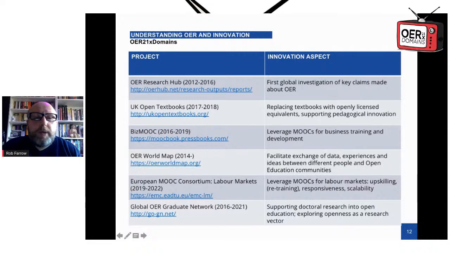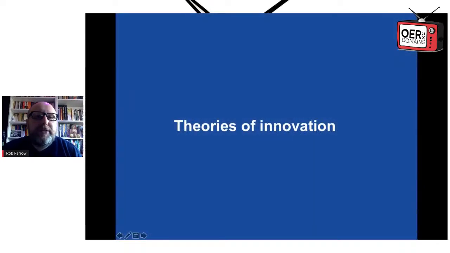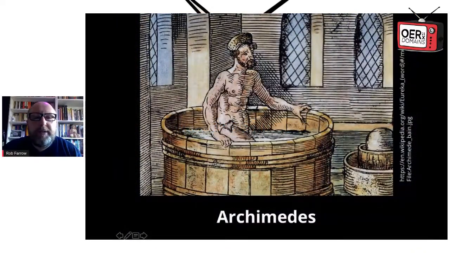With the Global OER Graduate Network, GOGN, we're quite interested there in the open vector into research. So what's the impact of open on what people are doing? How do you practice openly? How do you become an open researcher and so on? So that just gives you, I think, a flavor of the different manifestations of innovation. And that's just a very, very lightweight look back at a few projects.